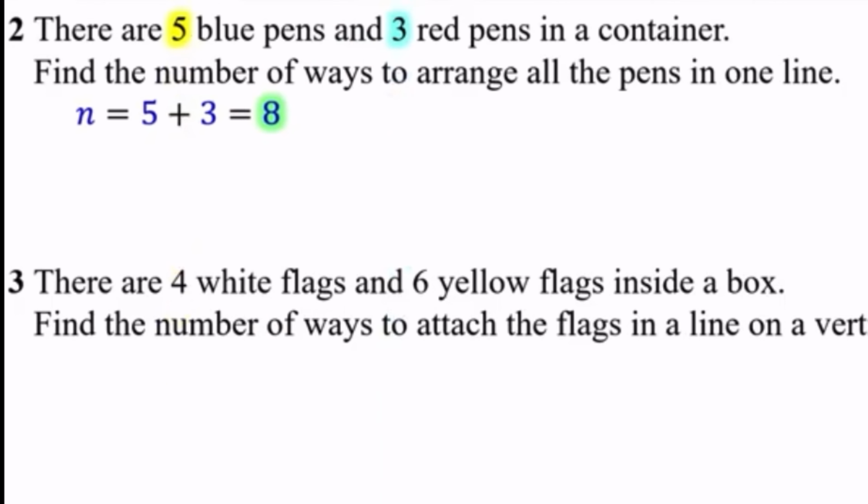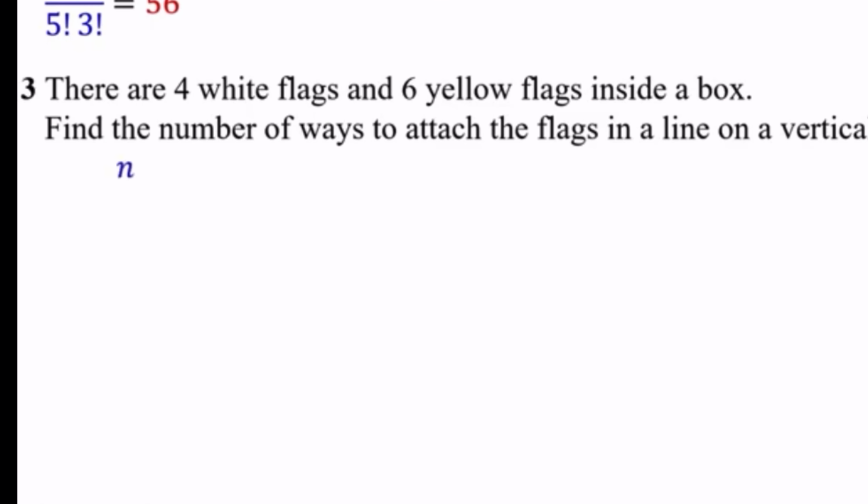So the answer is 8 factorial, but they are identical pens, 5 blue and 3 red which are identical, so we need to divide by 5 factorial and 3 factorial. So the answer is 56 ways, because the blue pens are identical and the red pens are identical, right? So when there are identical objects, we need to divide.